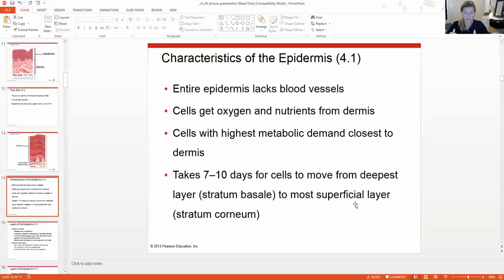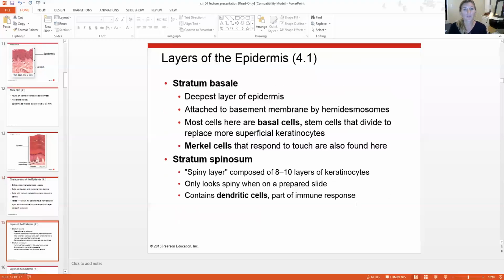So it takes about 7 to 10 days for those cells to get pushed all the way up to the top. So every 10 days or so, you have new skin, right? Although it's ongoing, so it's not like, on the 10th day, you look old and haggard, and then the next day you look beautiful. Wouldn't that be nice? So let's talk about these layers.